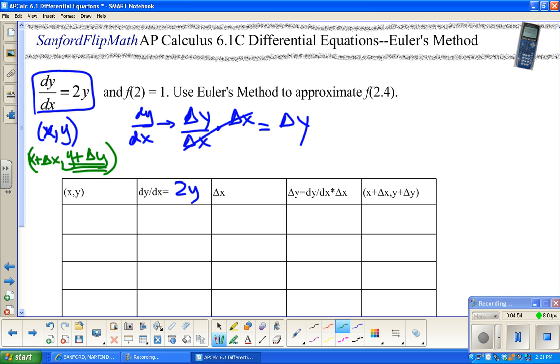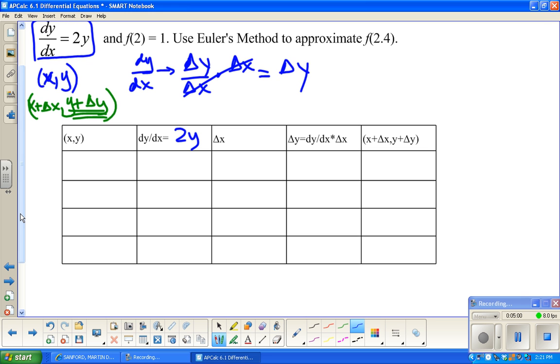So let's actually just do it. This is how it's actually going to look, and I don't know of any shortcuts to make this work. On a test or a quiz, you won't be given this table, so you just have to understand the things that you want to write down. Is the table mandatory? No. Is it helpful? Oh yeah. All right, so I'm going to start at 2,1, and that point was given to me.